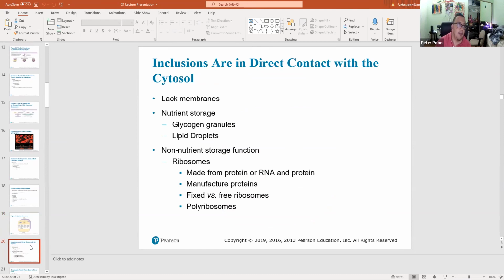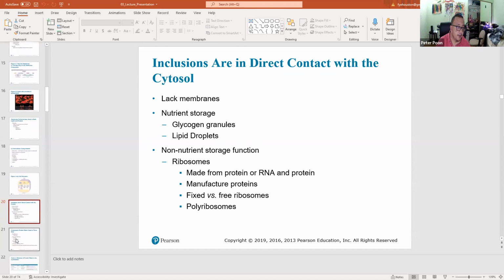Inclusions are in direct contact with the cytosol. This is how we store fat and store glycogen. And then ribosomes sometimes are included in inclusions, sometimes they're included in organelles. But ribosomes are made from RNA and protein, and they manufacture proteins.